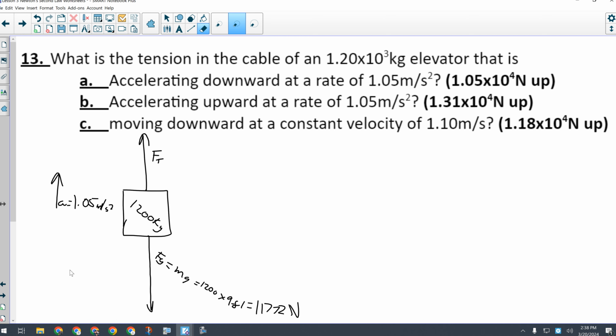Let me ask you this. In a Newton's second law question, are these two things true?